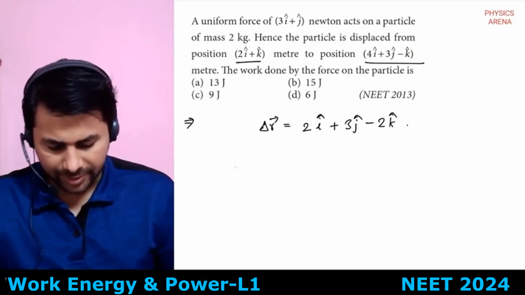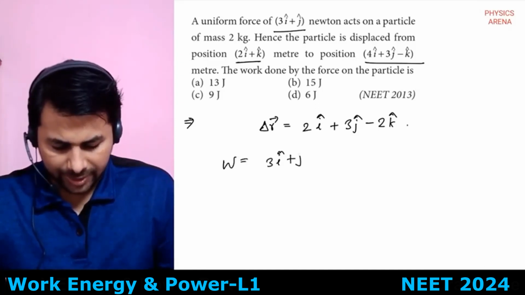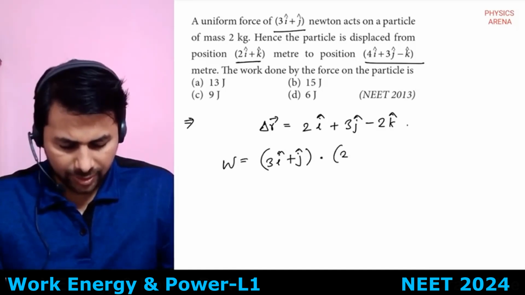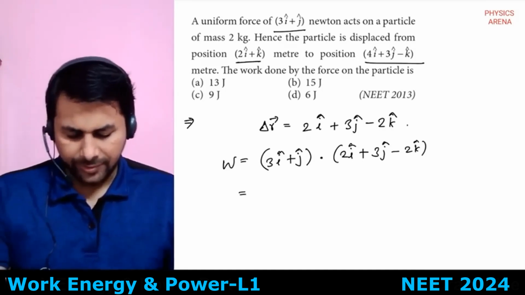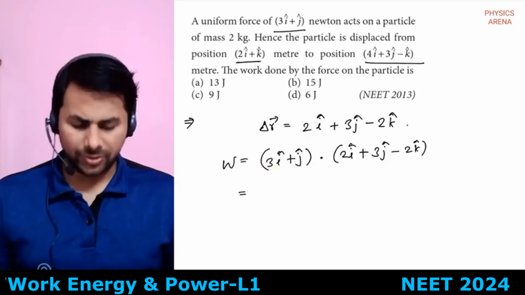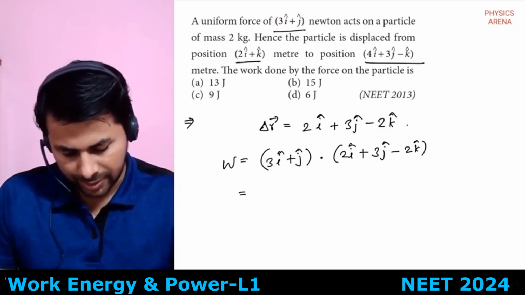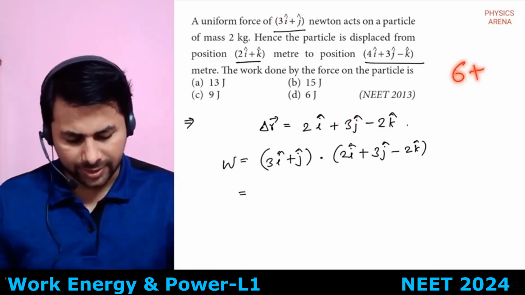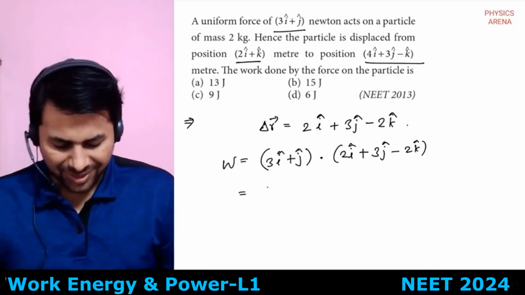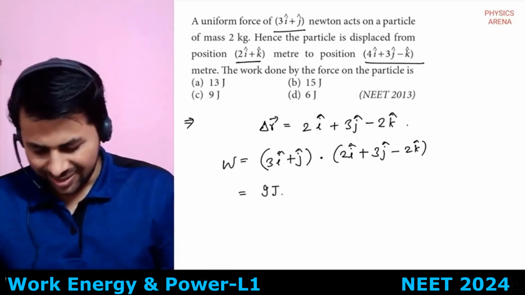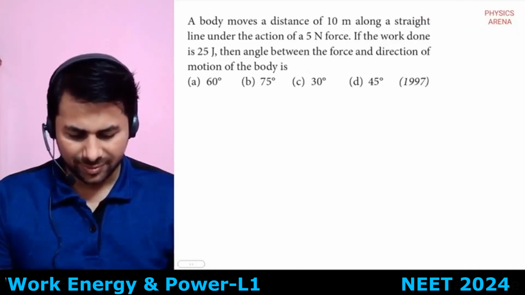And the force is 3i plus j. So work done is equal to 3i plus j cap dot product with 2i plus 3j minus 2k. In the exam you will not write all this. What you will do is find this vector, then just 3 times 2 plus 1 times 3. So 3 times 2 is 6, 6 plus 3 is 9. Because you won't have this much time. This is simple, right? There is nothing in this. Let's see the next one.